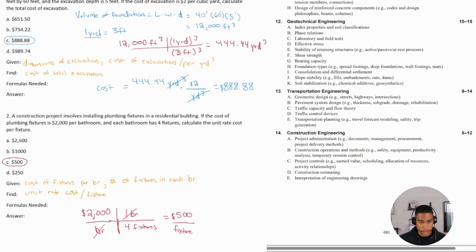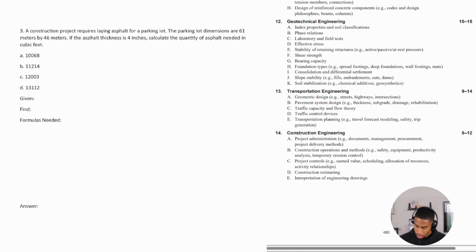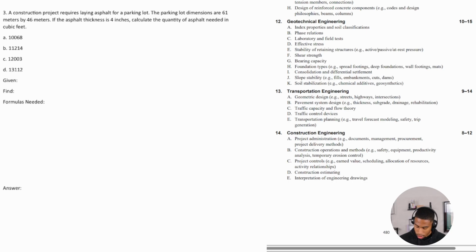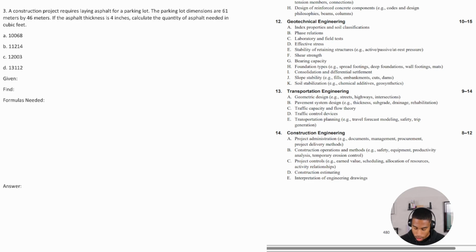All right, let's look at number 3. All right, so this one says, a construction project requires laying asphalt for a parking lot. The parking lot dimensions are 61 meters by 46 meters. The asphalt thickness is 4 inches. Calculate the quantity of asphalt needed in cubic feet. Okay.